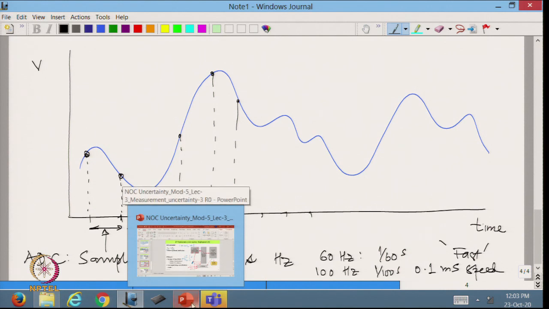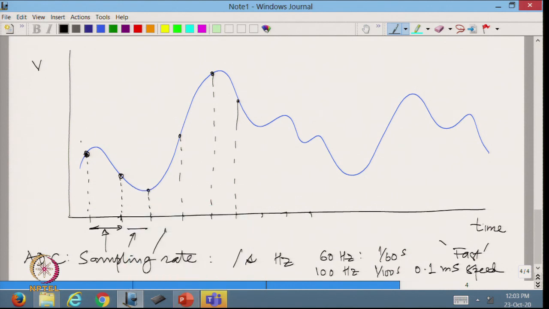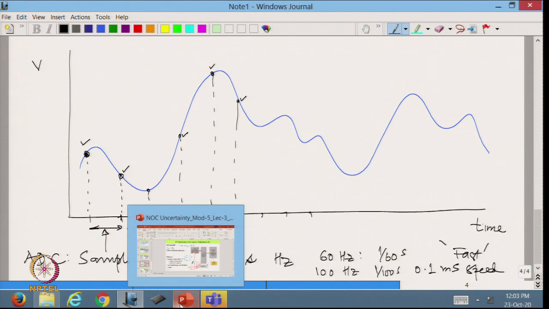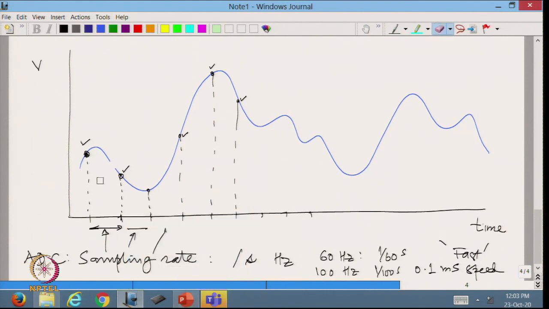So, in the output file, we have a number corresponding to this, a number corresponding to this, a number corresponding to this, a number corresponding to this, a number corresponding to this. What we have missed out is our original signal is completely gone. That means, all this information which was there, we have missed it out.